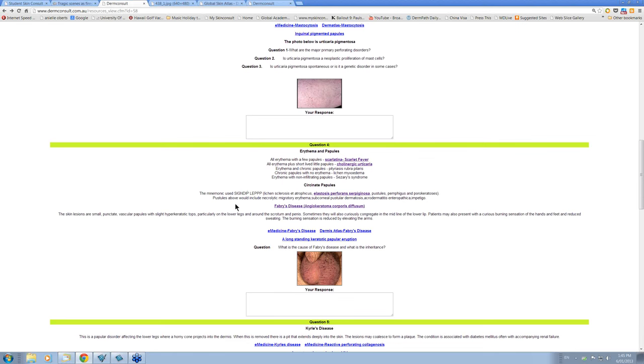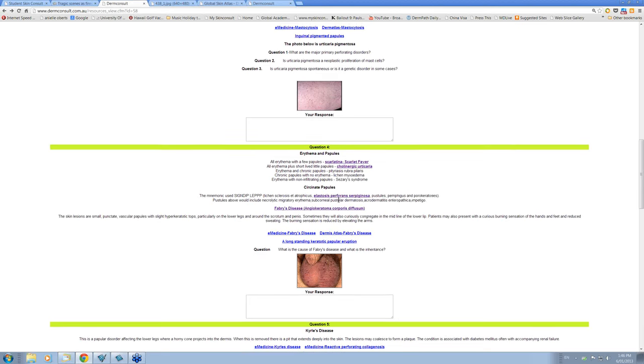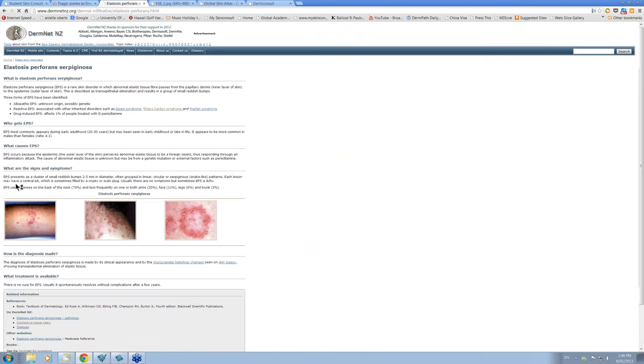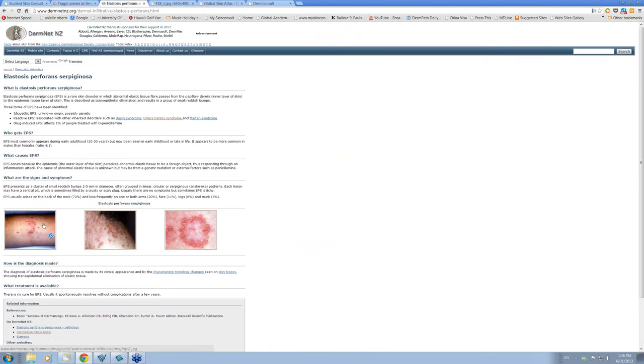Circinate papules. Ken had this mnemonic, he called it LEPP, L-E-P-P. Lichen sclerosus et atrophicus, elastosis perforans serpiginosa, giving a sort of annular or circinate type pattern. Some pustular disorders will give circinate, almost give circinate patterns. Pemphigus and porokeratosis can sometimes give circinate patterns as well. Let me just flick into this one on elastosis perforans serpiginosa, because again it's in DermNet and there should be some nice images. Well, that's one there.